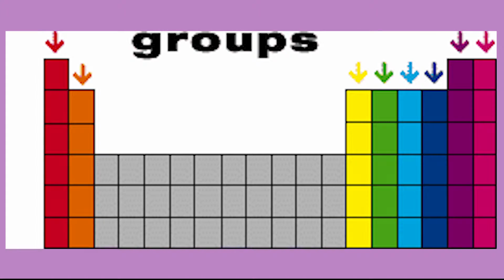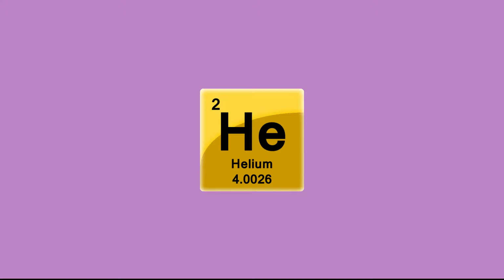Each column on the periodic table is called a group. The elements within a group have similar properties. This pattern of repeating properties is the periodic law. There are 4 pieces of information for each element, which are the name of the element, its symbol, its atomic number, and its atomic mass.